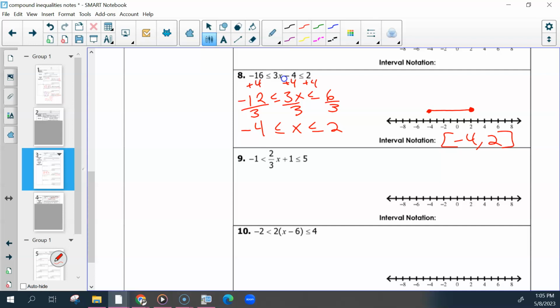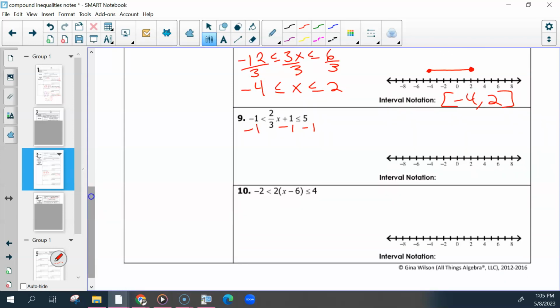Okay. 9 is going to be solved similarly. How would we start that one? Subtract 1 everywhere. And then we're going to multiply by the reciprocal. So you can do this in 1 or 2 steps. One step would be take this, flip this, multiply everything by it. Two steps would be multiply everything by 3, and then divide everything by 2 in 2 separate steps. Either way doesn't matter.